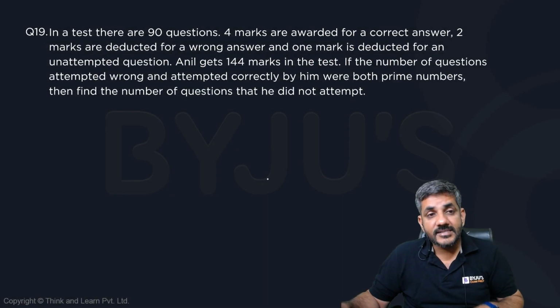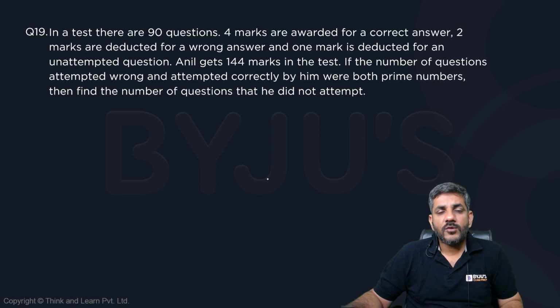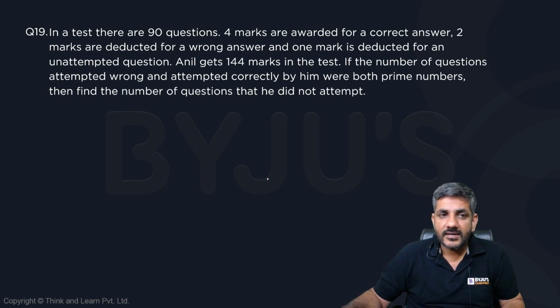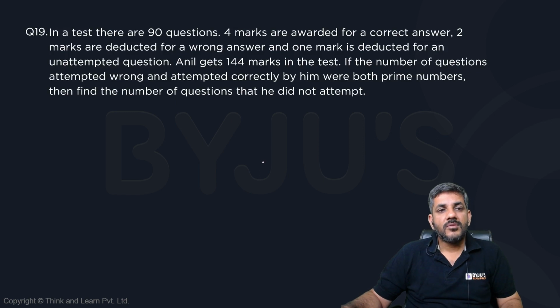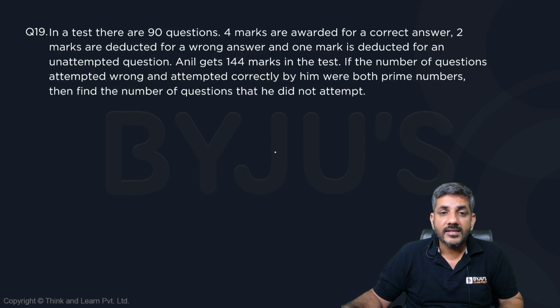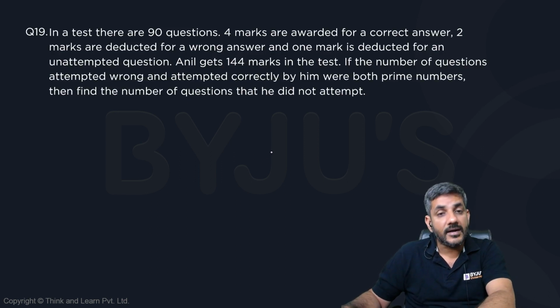Here is question number 19. In a test, there are 90 questions. 4 marks are awarded for a correct answer. 2 are deducted for a wrong answer. 1 is deducted for an unattempted question. Anil gets 144 marks in the test. If the number of questions attempted wrong and attempted correctly by him were both prime numbers, then find the number of questions that he did not attempt.